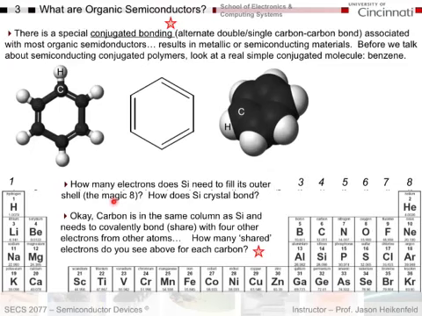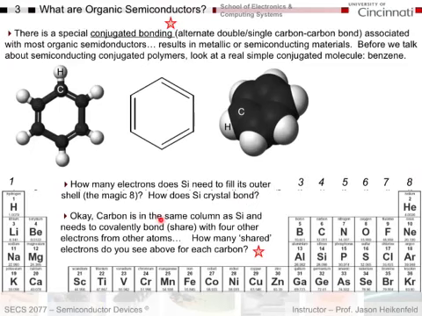Well, we know that silicon is in column 4, so it needs 4 other silicon atoms to covalently bond with and share electrons with. And so silicon basically bonds covalently with 4 other silicon atoms, single bonds, and that allows them, each sharing an electron, to each think that they have 8 electrons.